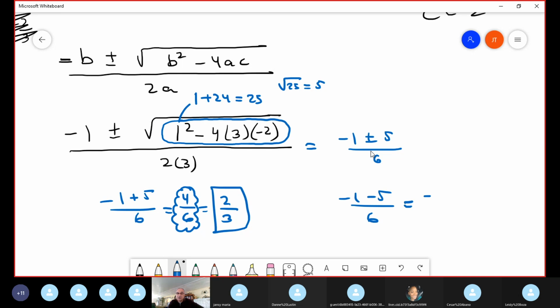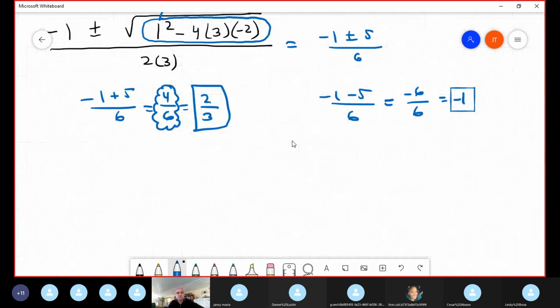So this is -6 divided by 6, which is negative. We have the solution, no? The solution set is 2/3 positive and -1. End of the story. Any question?